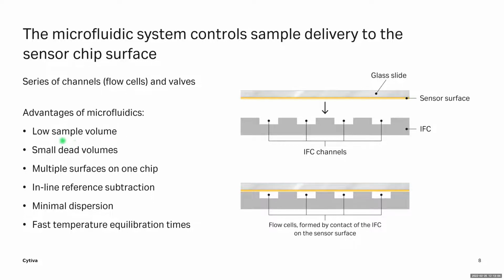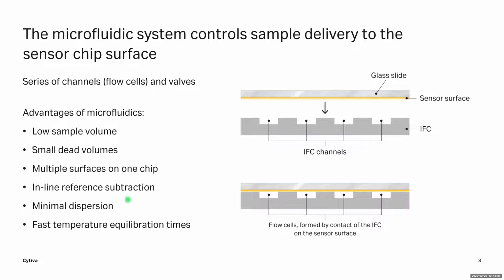Associated with the low sample volume, there's also relatively small dead volume. If you're doing even a 250 microliter injection, you probably will not need to put more than 300 microliters total in the tube where the sample will be stored. Using microfluidics lets us put multiple channels on our sensor chip surfaces. It also allows us to do inline reference subtraction so that we can subtract signal from our reference surface directly from signal from our active surface to give us reference-subtracted data that will be easier to analyze and work with.